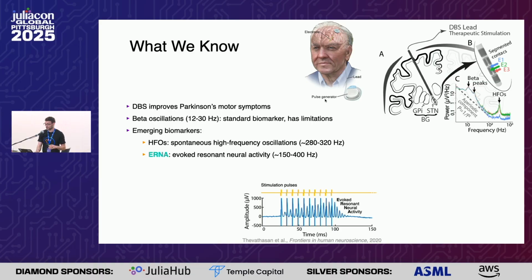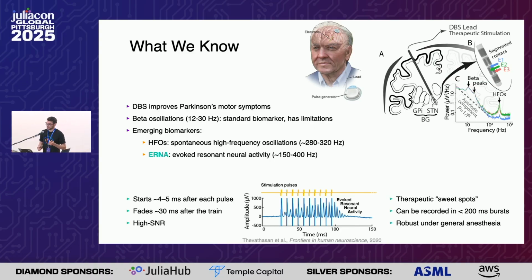But in the past few years, there were some new biomarkers that were identified, which could potentially complement beta oscillations. And these are some spontaneous high-frequency oscillations that you can see here in the power spectrum, and some evoked resonant neural activity, or ERNA in short, which are the focus of this talk.